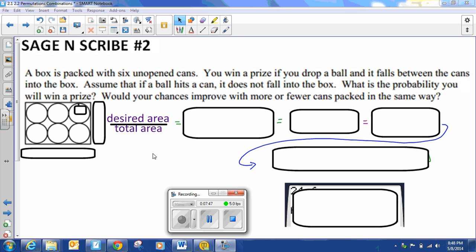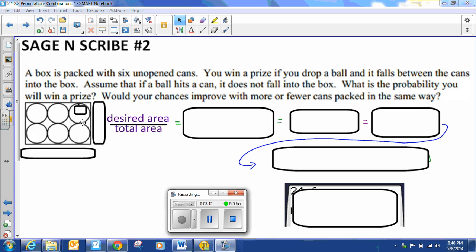Sage and scribe number 2. So here, it's interesting. You have 6 unopened cans. You win a prize if you drop a ball and it falls between the cans into the box. What is the probability you will win a prize? Would your chances improve with more or fewer cans packed in the same way? Let's only answer the question about the probability.